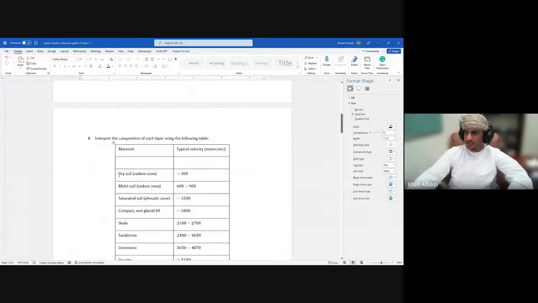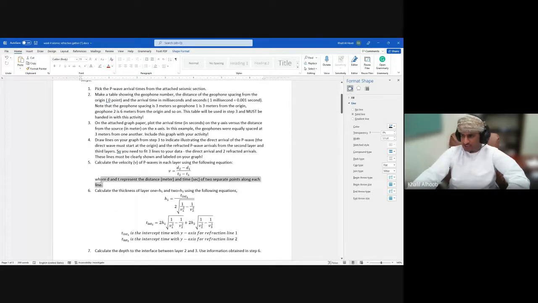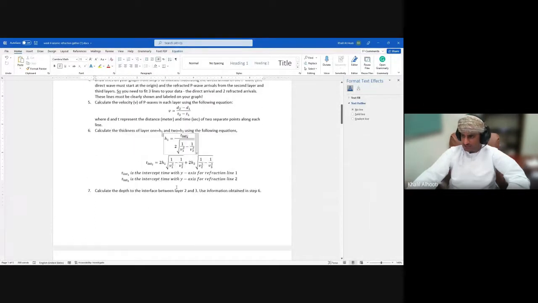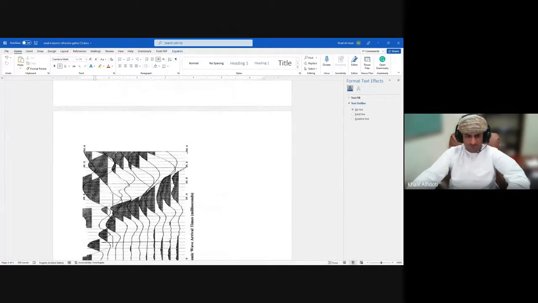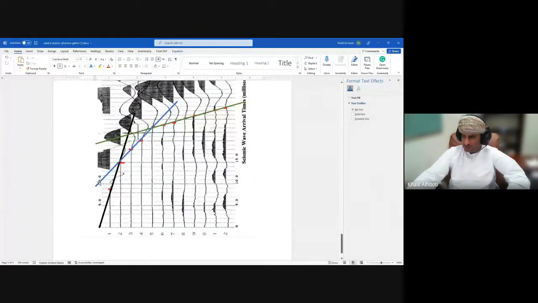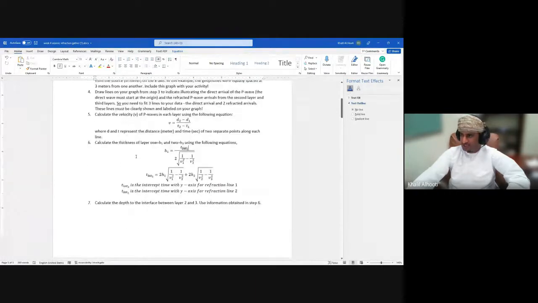You need then to use this equation to get the velocities, because change in distance over change in time gives you the velocity. Then, having calculated the velocities, you can get the thickness. The thickness H1 uses the intercept time of H1, which is this time. You get it from here, whatever time that is. I don't need to tell you, maybe it's 10, maybe it's 11.